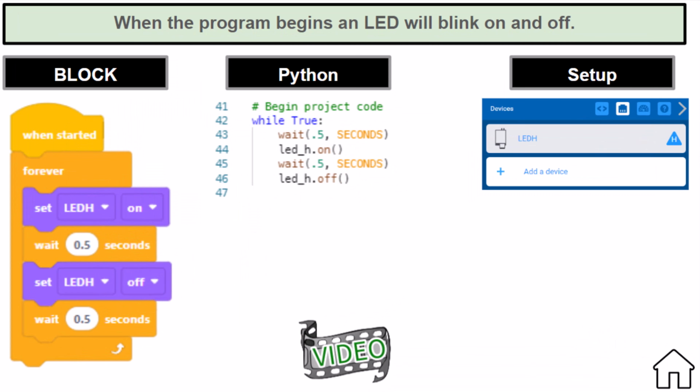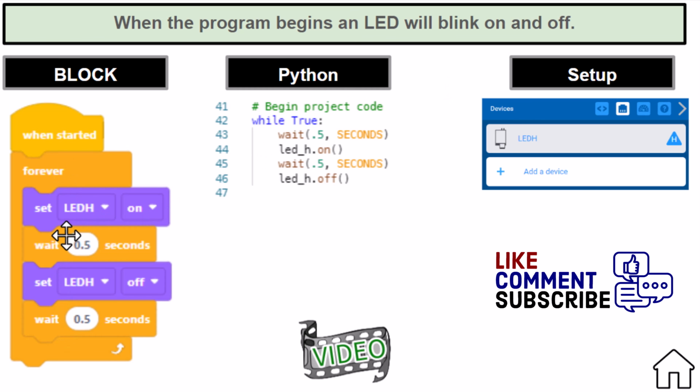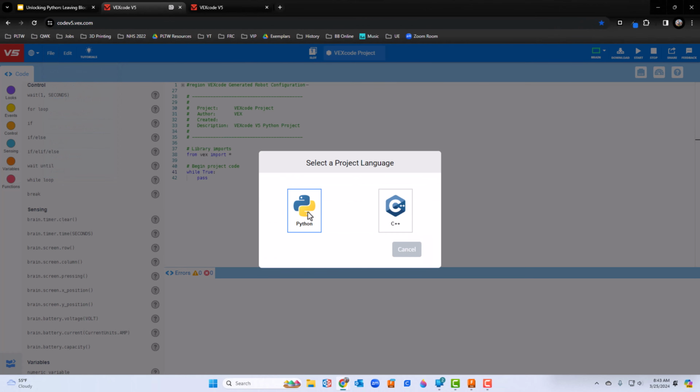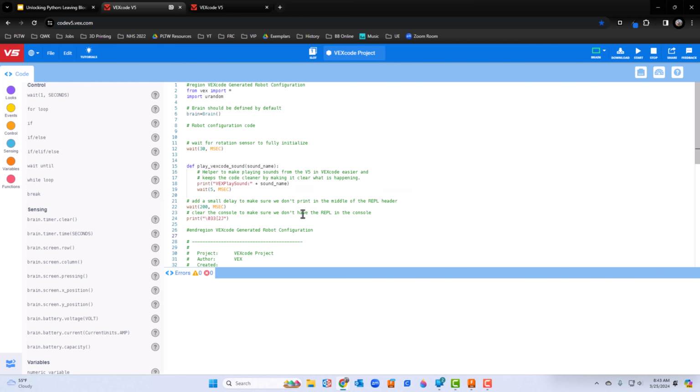Our goal with lesson 2 is to make a blinking LED. You see the code here, and now let's take a look at what we should expect to see. Our next step will be to go to New Text Project and select Python.